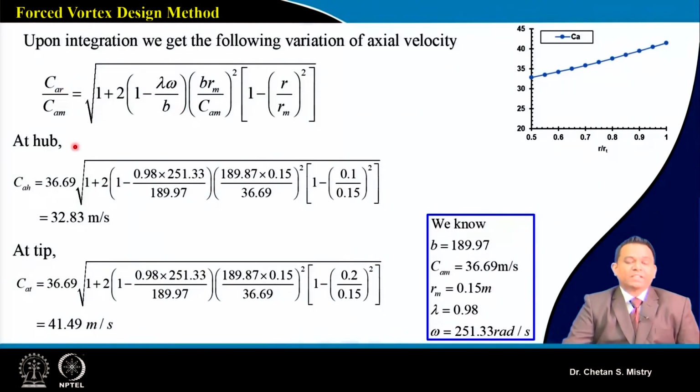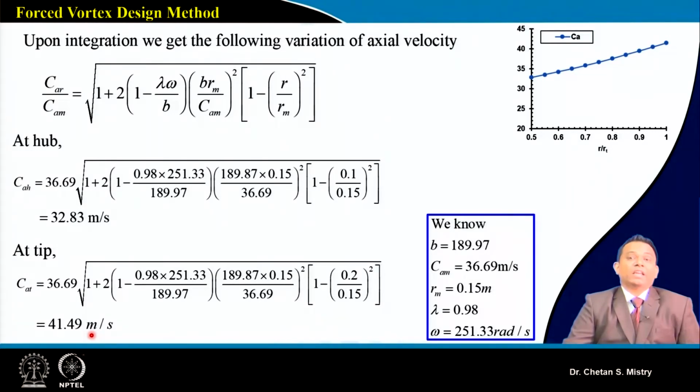Let's calculate at the hub station. We put in this number, and at the hub the axial velocity comes to 32.83. At the mid station the axial velocity is 36.69. Now what is happening at the tip? Since we know b and the axial velocity at the mid station and the different radii, we get the axial velocity at the tip as 41.49 meters per second.